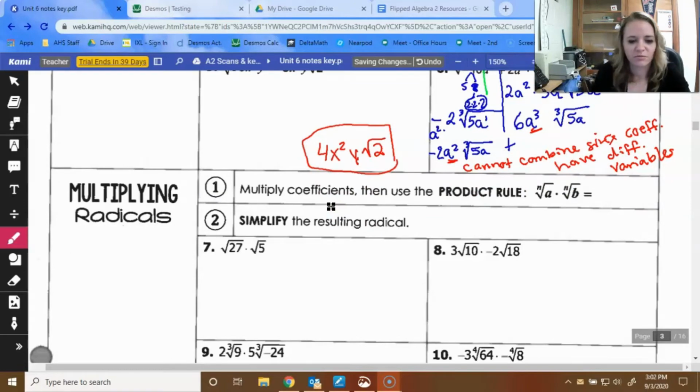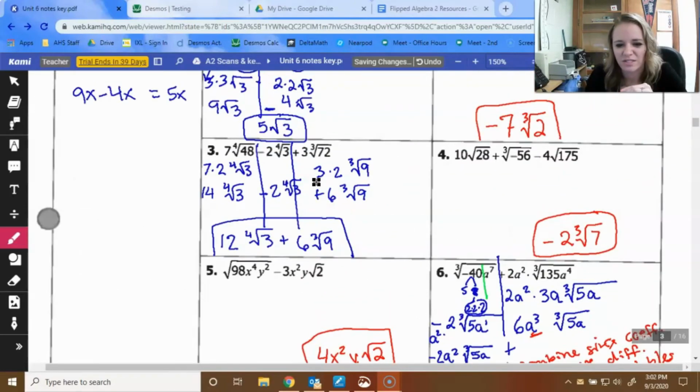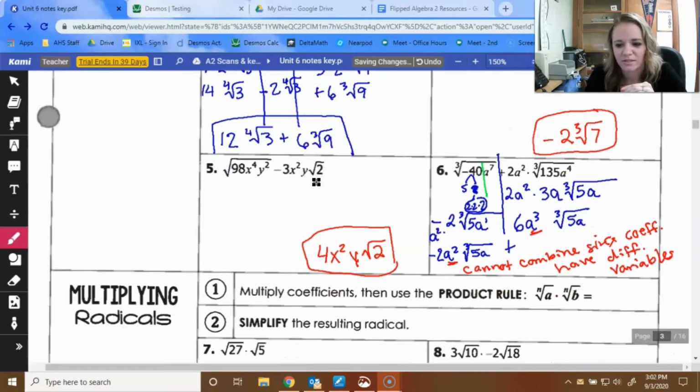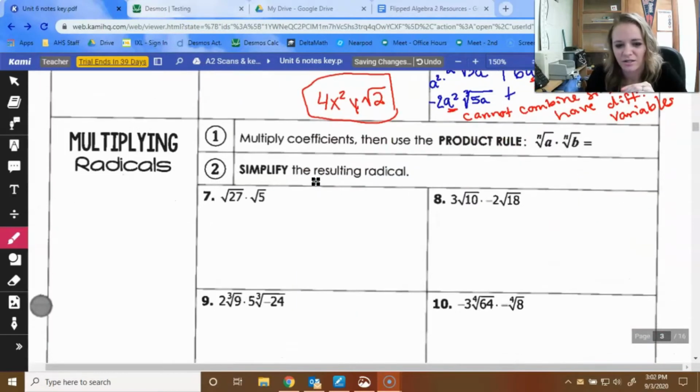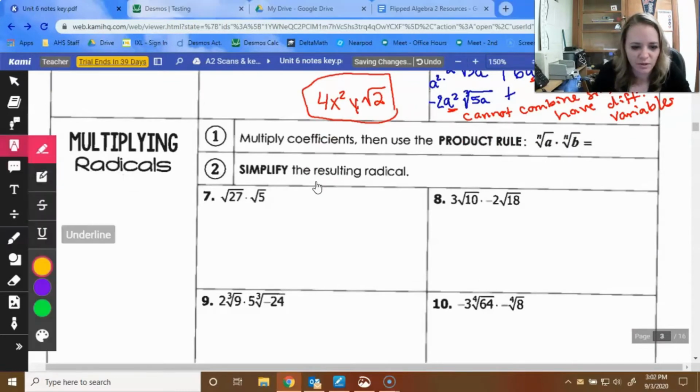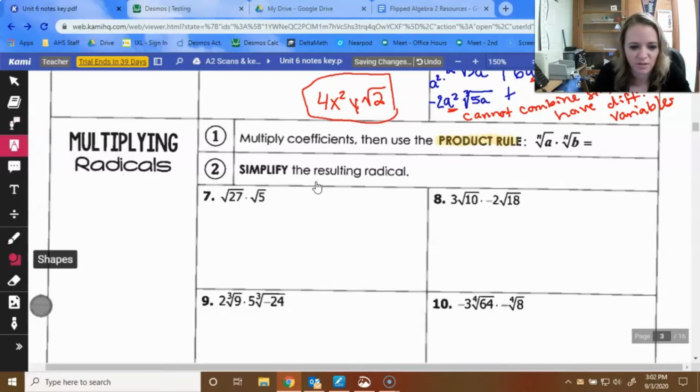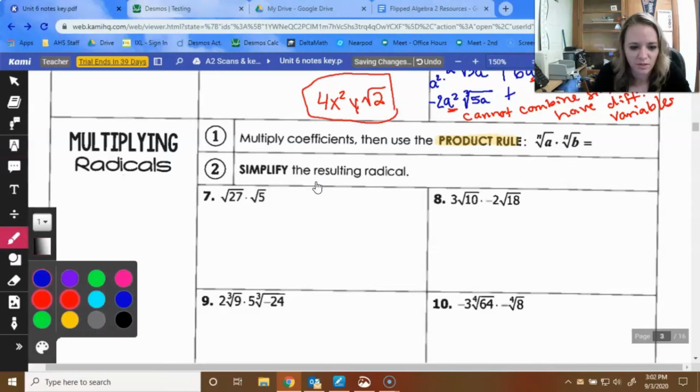Alright, now let's go over multiplying. So adding and subtracting, you still have to do all that simplifying. It's still on the tricky side. Multiplying is much easier. So we're going to use the product rule. With the product rule, as long as they have the same index, we can combine their radicands.